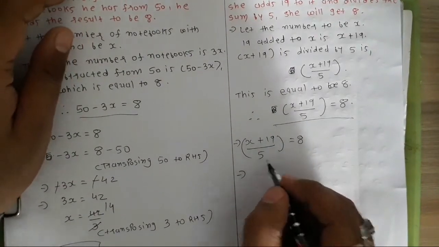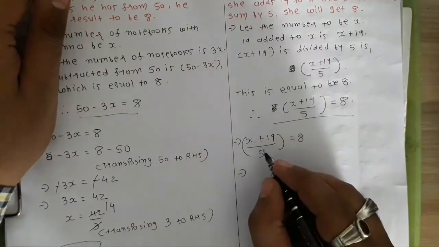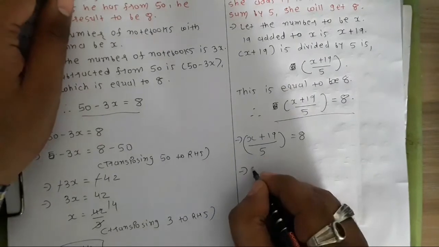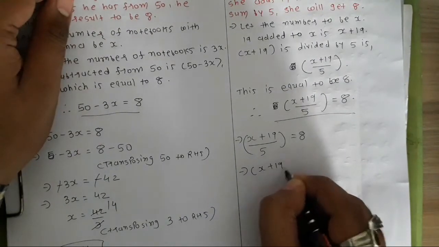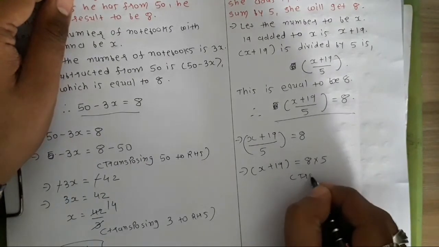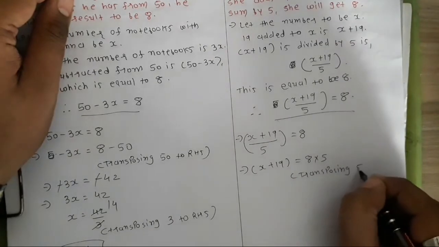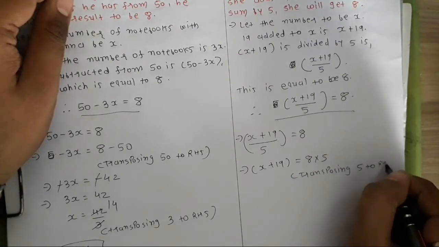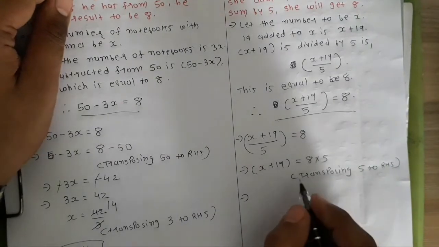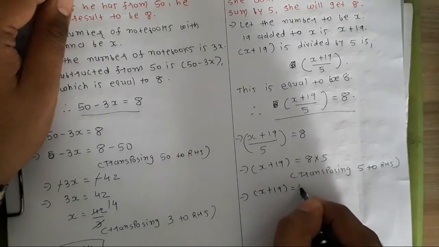So first of all, how to solve this type of equation? Here, to find the value of x, I have to remove this 5. So x plus 19 is equal to 8 into 5. Here I can write transposing 5 to RHS. That means when I change the side of 5, it becomes multiplication. So x plus 19 is equal to 40.